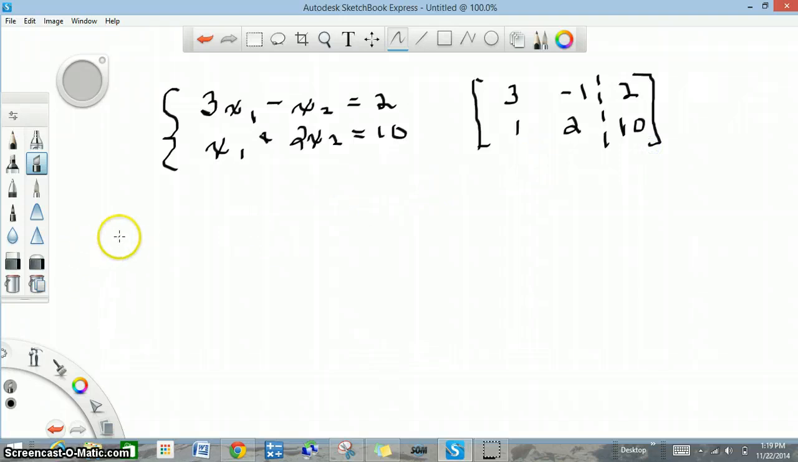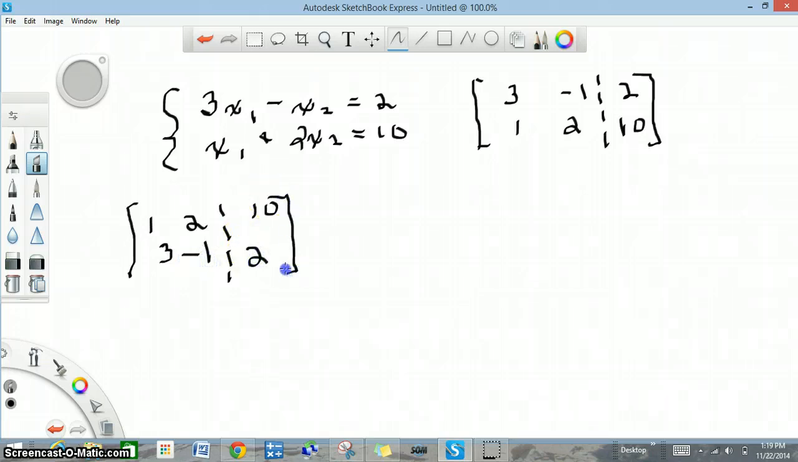Our first step will be to switch rows. We're going to switch rows 1 and 2. So now we have 1, 2, 10 on top. On the bottom we have 3, -1, and 2.